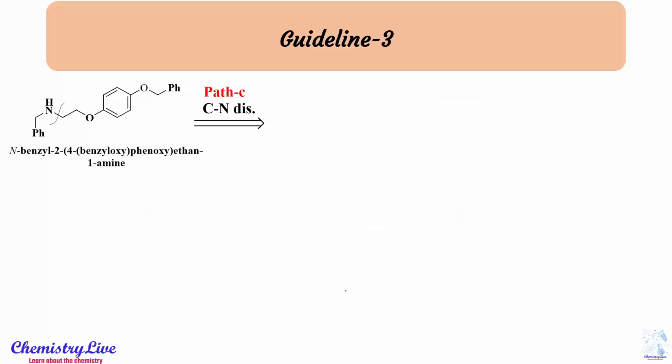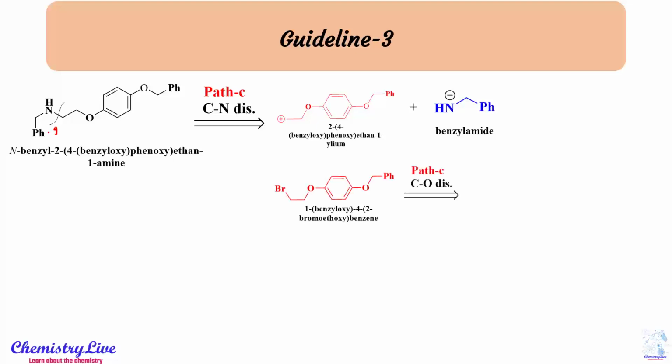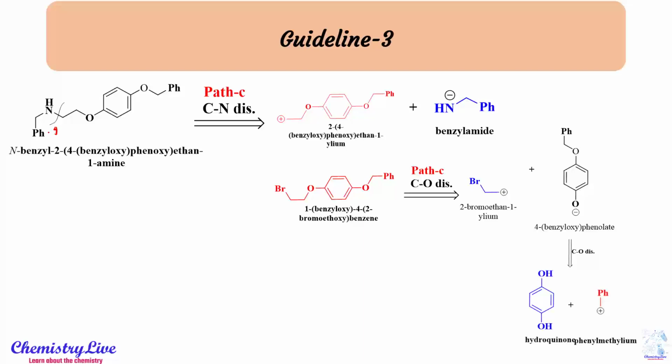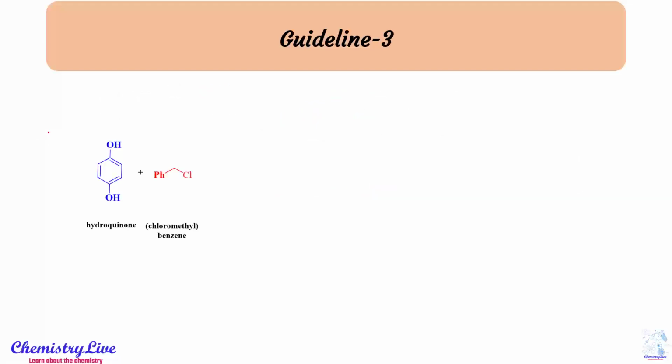That is the compound. What is the actual disconnection? First we disconnect the CN path from here, then we will get this compound having the ethylenium cation and benzylamide, the synthetic equivalent of that one. Again we disconnect this one and we get the bromoethanium ion and hydroxyphenolate. That hydroxyphenolate part is disconnected again, and we get phenolate, hydroquinone or para-hydroxyphenol, and a methylenium cation, a phenylmethyl cation or something. So basically the suggested synthesis is like we have used hydroquinone with methyl benzene.